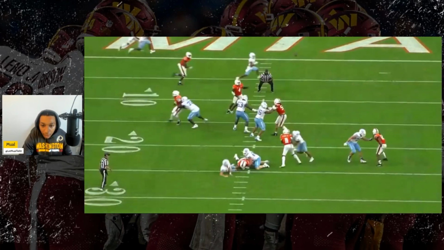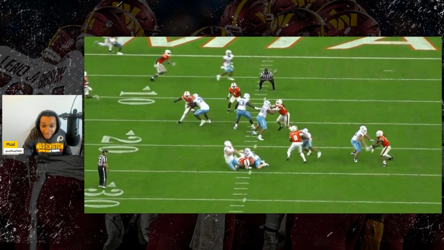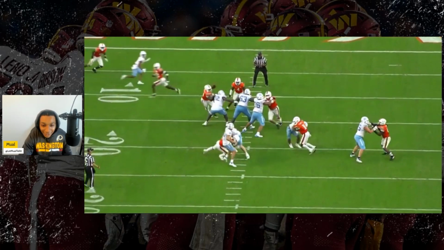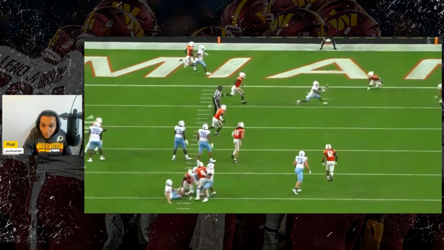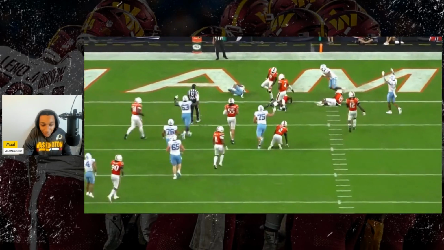Look at where the ball went. Let's kind of understand that, right? Where the ball travels. That is ridiculous. Spiral right to the receiver. The receiver makes a play. And now we're talking about a touchdown. Hell of a play.